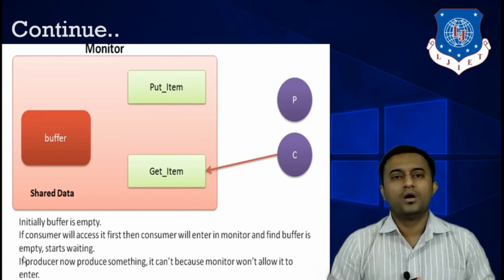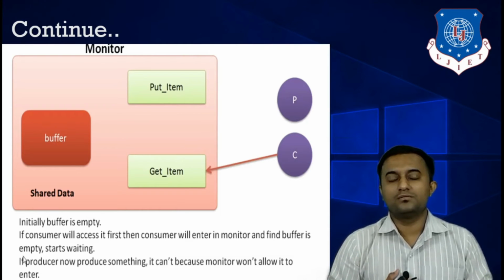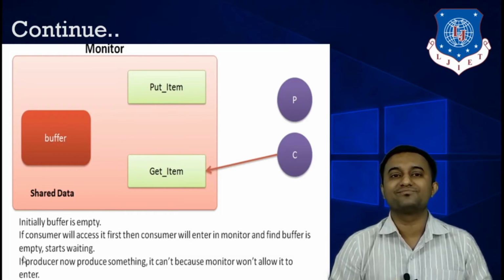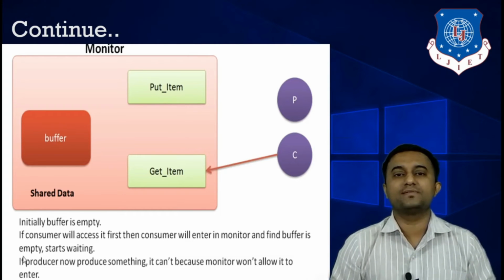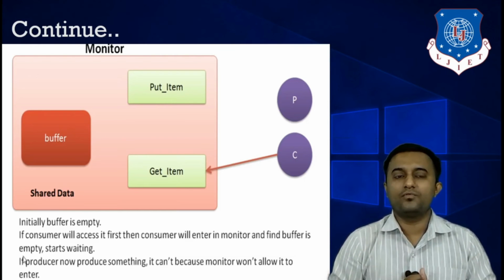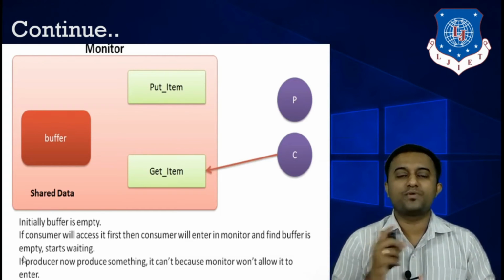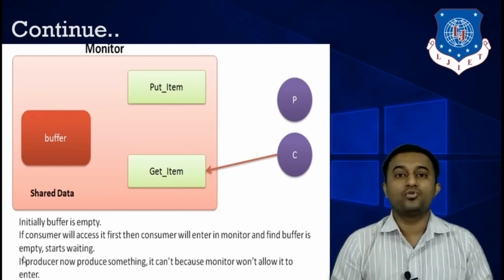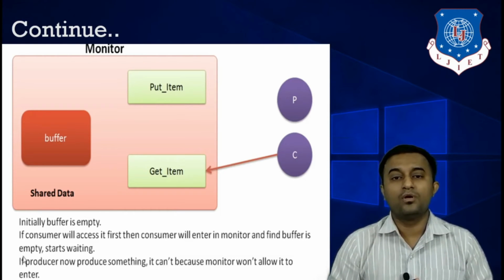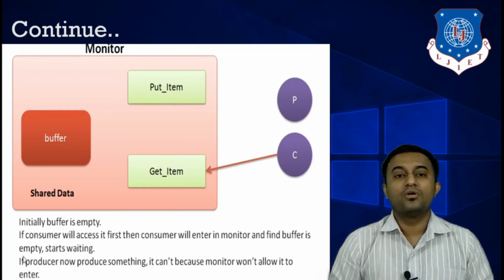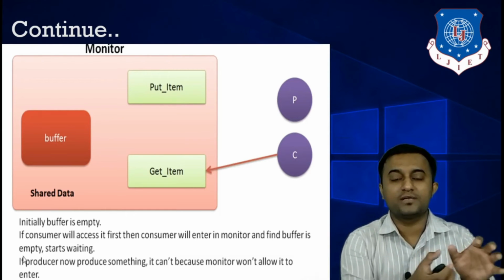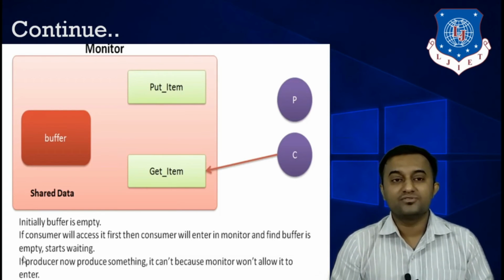When we are talking about the producer-consumer problem, there are two conditions we need to check. One is underflow and the second one is overflow. So what will happen in this case? Let us take one scenario. Suppose the buffer is right now empty, initially. Now the consumer requests to enter into a monitor. Right now no other request is there in the monitor, so definitely the monitor will allow the consumer to enter. If the consumer accesses it first, it will enter into the monitor and find the buffer is empty. What is the task of the consumer? The consumer will consume something from the buffer. But right now the buffer is empty, so it is nothing but an underflow condition.